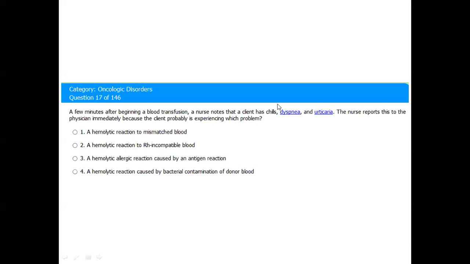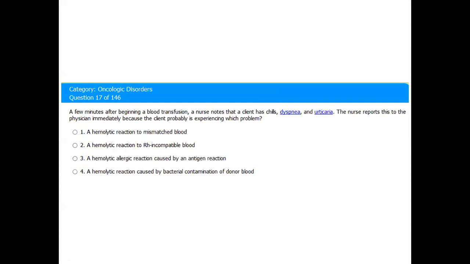There are 4 options. The question asks: if the patient has shortness of breath or dyspnea, chills, or urticaria, what is the reason? Number 1, hemolytic reaction to mismatched blood. If it is a hemolytic reaction, the patient also has fever, but this question does not talk about fever, tachycardia, or blood pressure, because in a hemolytic reaction blood pressure goes down and respiratory rate goes up. So number 1 is not the answer.